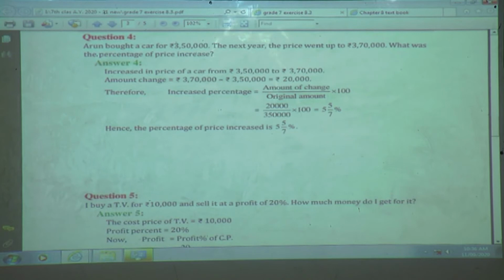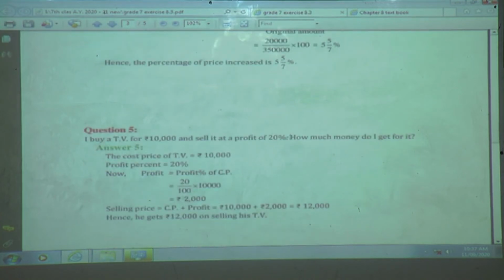So here the increased price was given to us, and the cost price is what Arun bought the car at. So we can say the increase in the price was 5 whole 5 upon 7%. In this way we can calculate with the help of a formula, and step by step we have to go for the calculation.